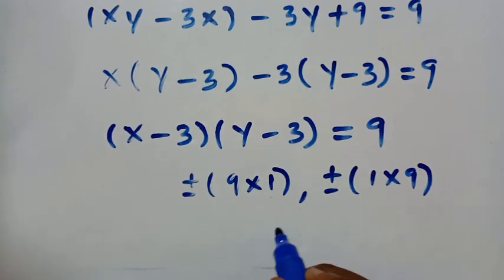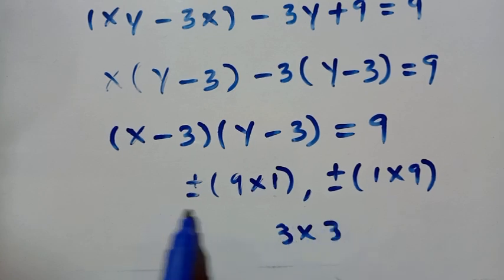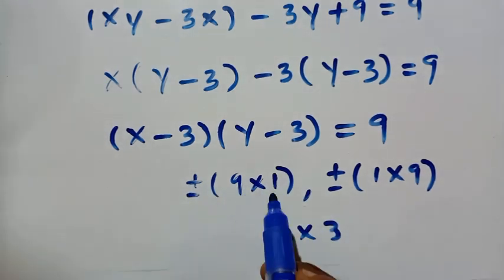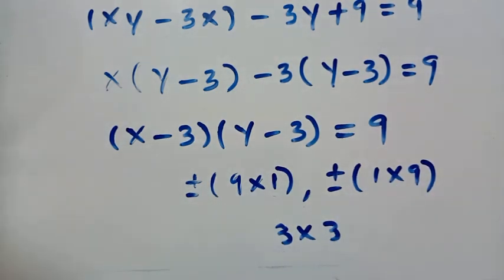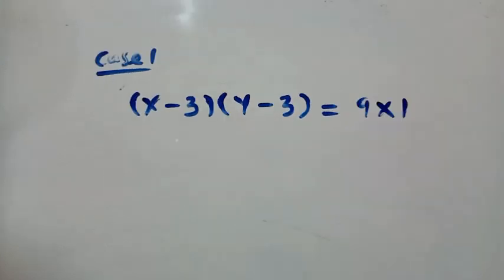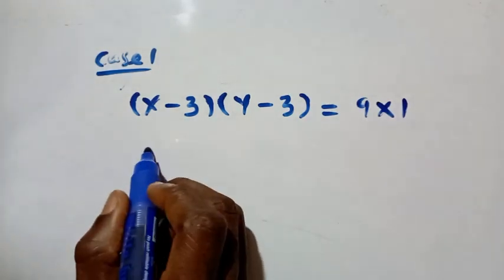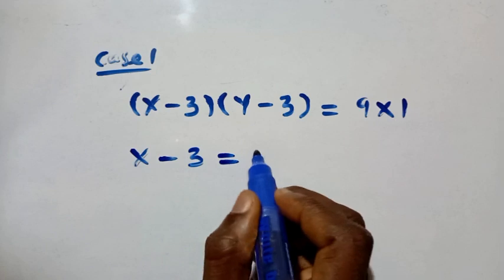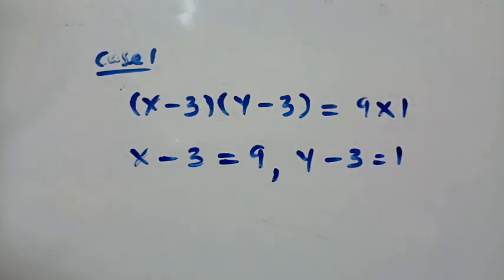But finally here, we only have 3 multiplied by 3. I will tell you the reason why we don't consider plus or minus 3 from here. Then let's see how we can solve all these cases: plus 9 times 1, minus 9 times minus 1, plus 1 times 9, minus 1 times minus 9, and 3 times 3 for x and y values. When you consider the first case, which is 9 times 1, this shows that x minus 3 will equal 9 and y minus 3 will equal 1.